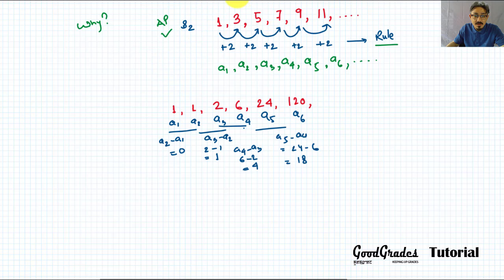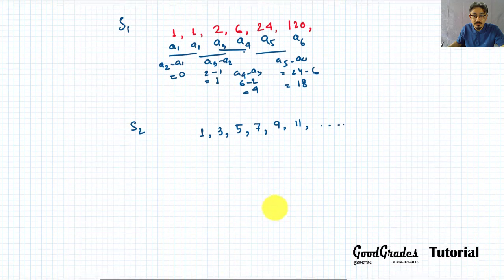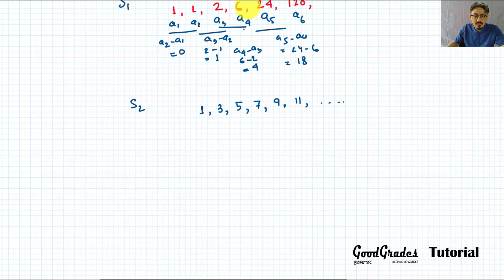This is sequence number 1. Now let's look at sequence number 2: 1, 3, 5, 7, 9, 11 and so on. Here a1 is the first term.